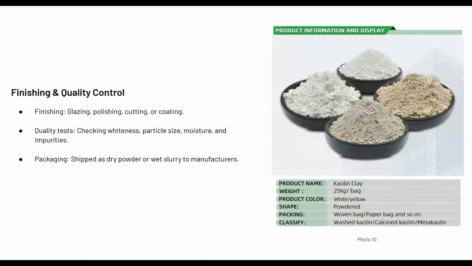Finishing and quality control. Finishing: glazing, polishing, cutting, or coating. For the quality test, they check the whiteness, the particle size, moisture and impurity content, and then packaging. The product is shipped as a dry powder or wet slurry to manufacturers to use as they please.